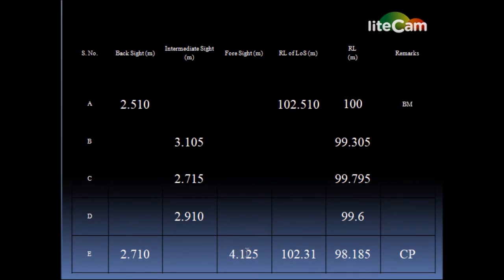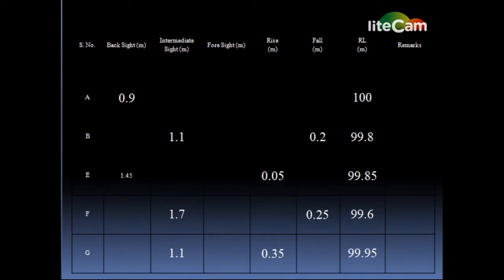This was the foresight, so we subtract this foresight from this RL, not this RL. This was the RL for the previous setup. So we subtract this from this to get the RL of this. This can be done in the next method, which is the rise and fall method.